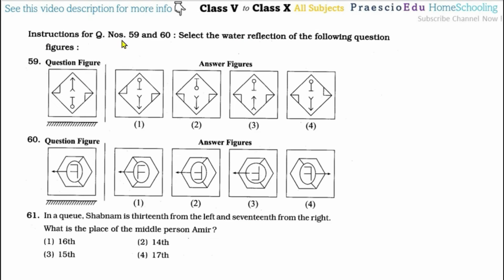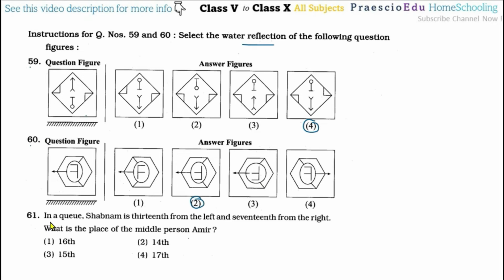Then instruction for question number 59 to 60. Select the water reflections of the following question. So for question number 59, the water reflection is given in option number, and for question number 60, the water reflection is given in option number.